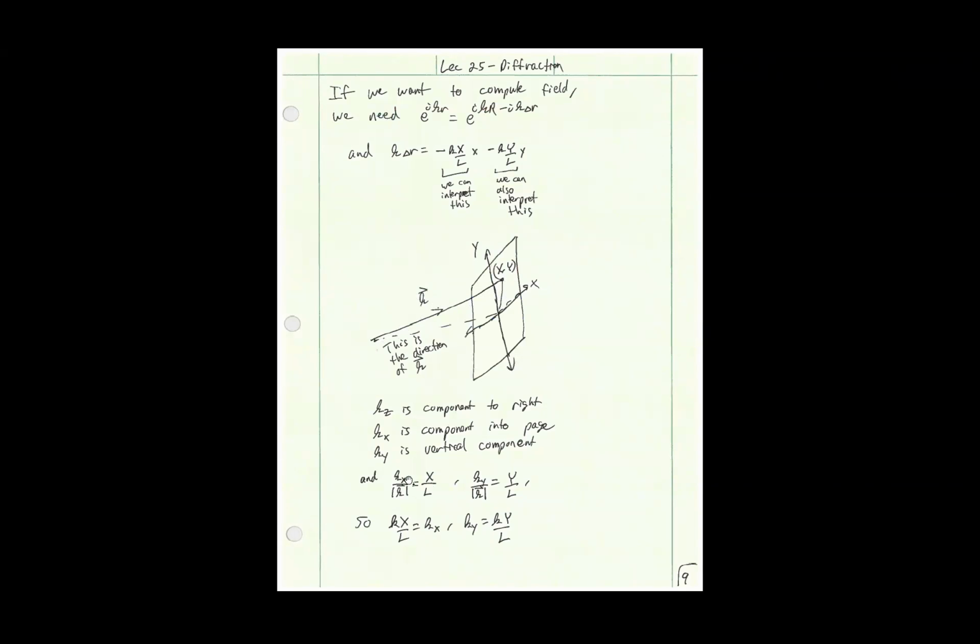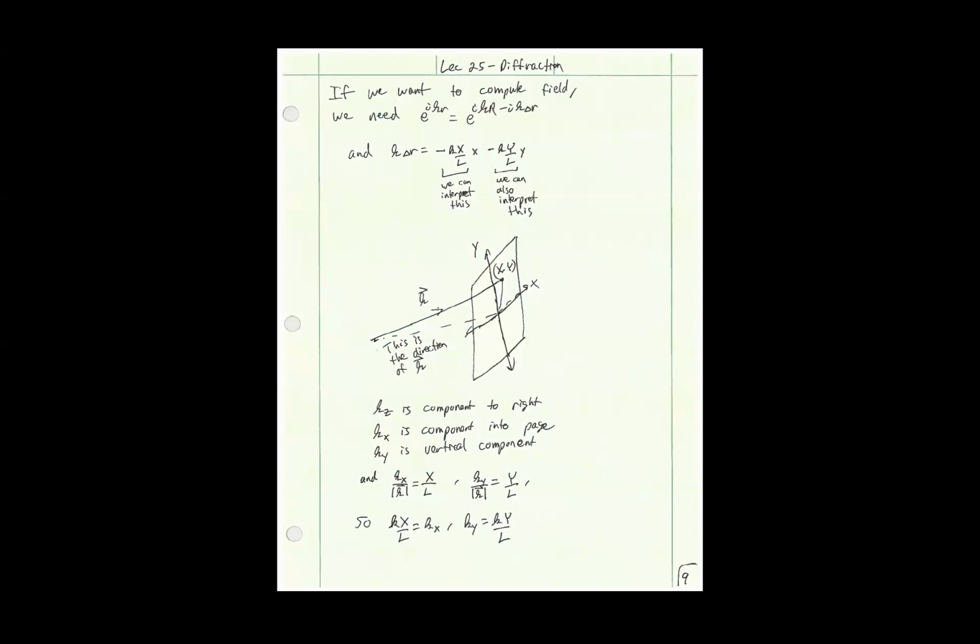So that's kx over k is going to be big X over L. Ky over k is going to be big Y over L. You might be saying why L and not R? Well, now we're kind of assuming small angles. So the end result of that is that k times big X over L is just the x component of the k vector. And k times big Y over L is the y component of the k vector.